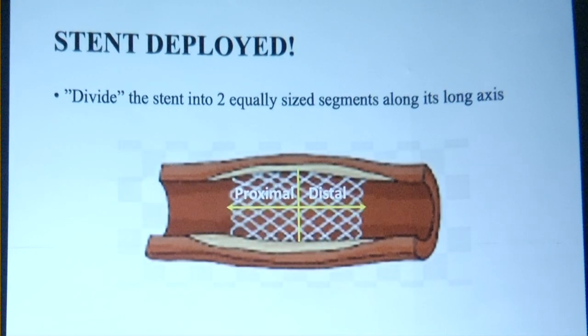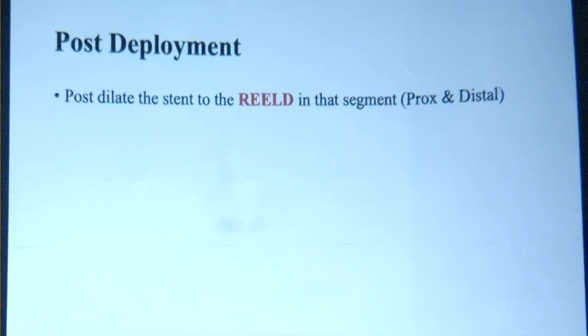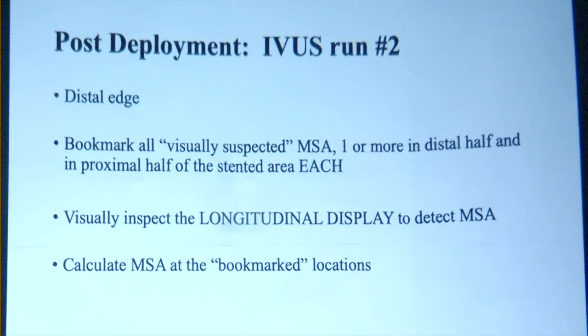Once the stent is deployed, we borrowed this from the OCT literature, where we divide the stent into two halves, proximal and distal, and we treat each half as an individual stent. We post-dilate the stent to the reference EEL diameter in that segment. So for distal, distal EEL diameter. For proximal, proximal EEL diameter. Post-dilate it. And then after that comes the second IVUS run.